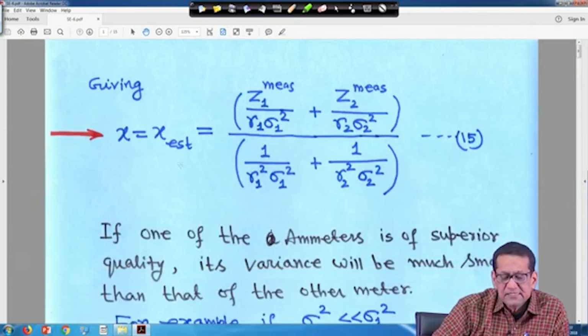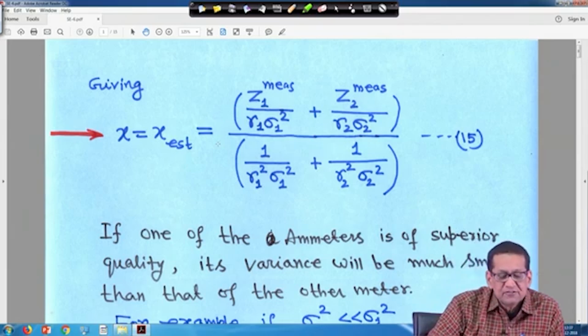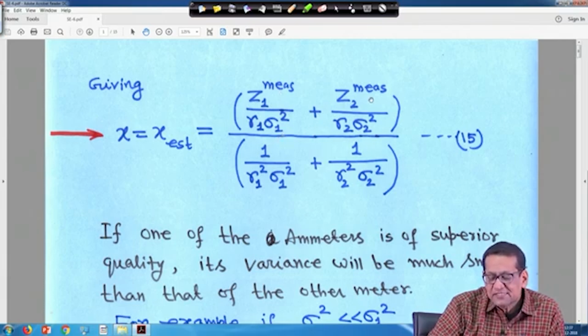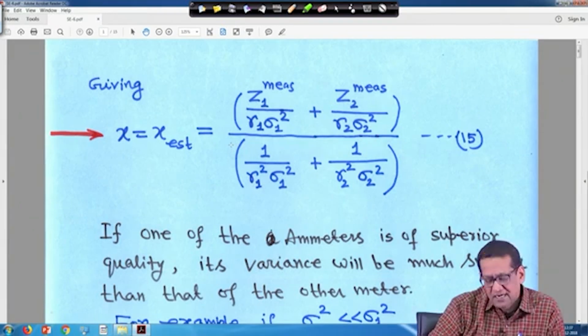Now, if you solve this, then you will get x estimated equal to z1 measure upon r1 sigma 1 square plus z2 measure upon r2 sigma 2 square, divided by 1 upon r1 square sigma 1 square plus 1 upon r2 square sigma 2 square. This is equation 15. You can easily write it from that equation, just simplify. I did not write the intermediate step, but this is the expression.